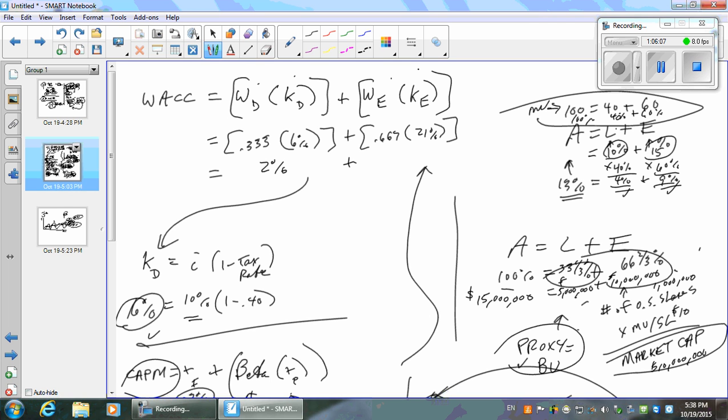Okay. What is 2/3 of 21%? Man, I made the math work out easy, didn't I? Didn't do that on purpose. Did. That's 14%, isn't it? What do you have to earn on your assets to keep both the debt holders happy and to keep the equity holders happy, right? The equity holders get 21%. The debt holders get 10, but then the government picks up 4% of it because you're in a 40% tax bracket. Got the picture? Is this making sense?